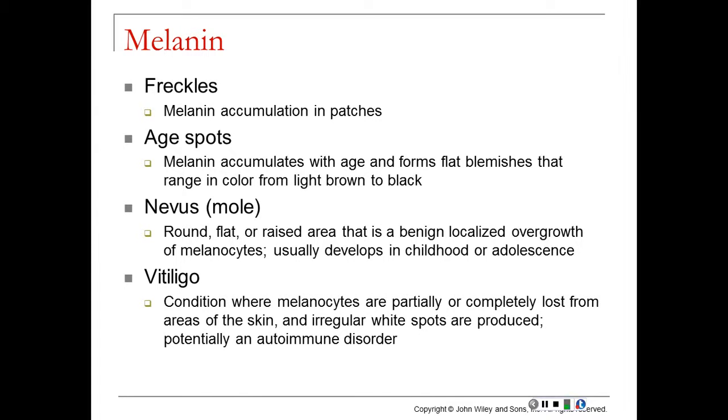A mole, or a nevus, is the technical term for mole. It's a round, flat, can also be a raised area. It's a benign overgrowth of melanocytes, and they can develop in childhood or adolescence for the most part. Vitiligo is the opposite condition. This is where the melanocytes are partially or completely lost from areas of the skin. So this would produce irregular white spots. It could be potentially caused by an autoimmune disorder.